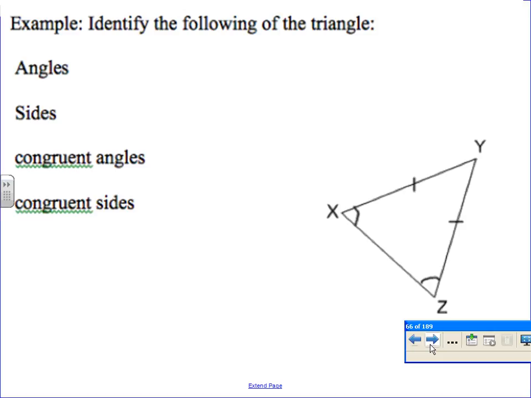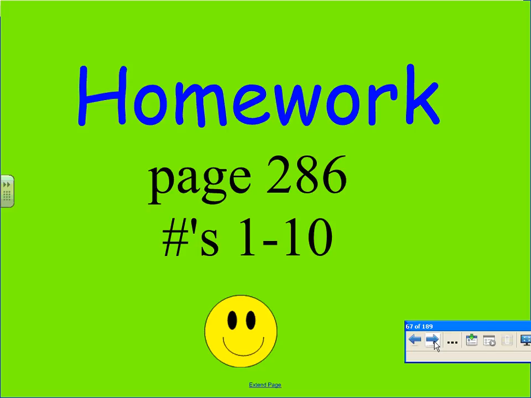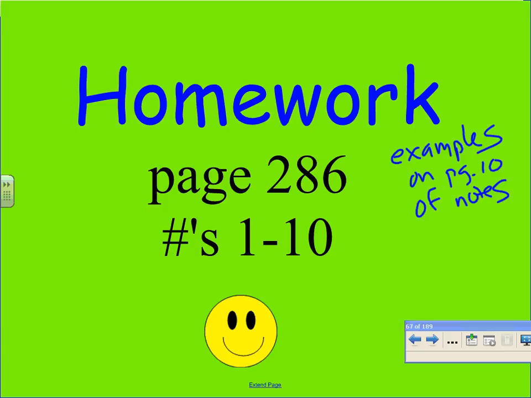So on my paper, which is the same as yours, 2 examples on that page. John, you look confused here, okay? Okay. And then page 286 in your book, numbers 1 to 10. I knew you guys would. It's Monday. I figured you need a smiley face. So examples on page 10 of your notes and page 286 in your book, numbers 1 to 10.